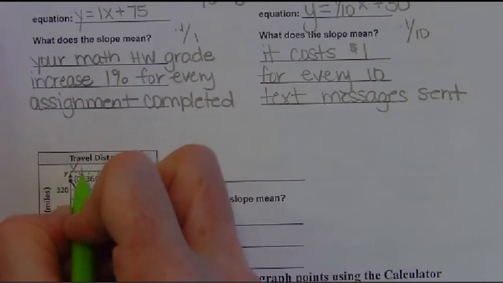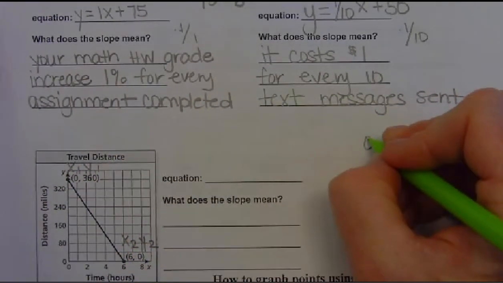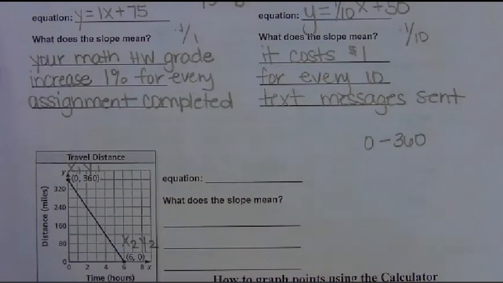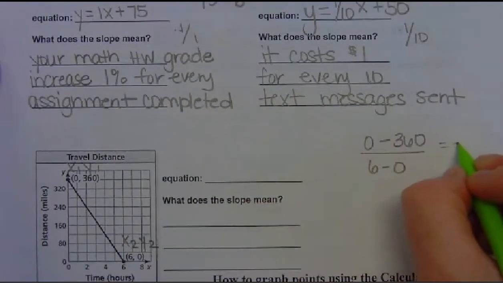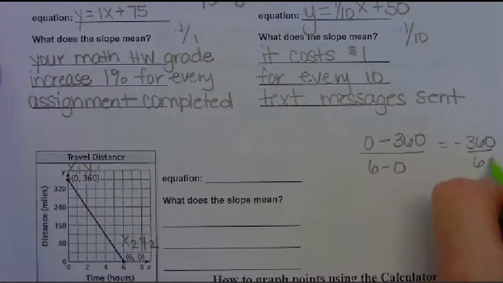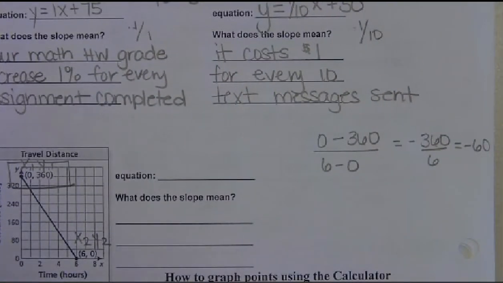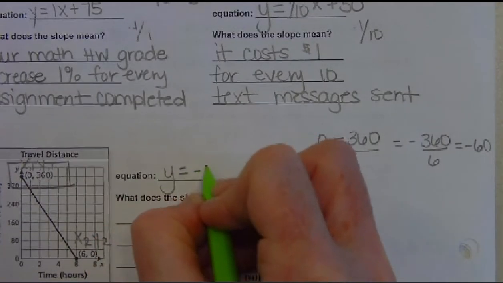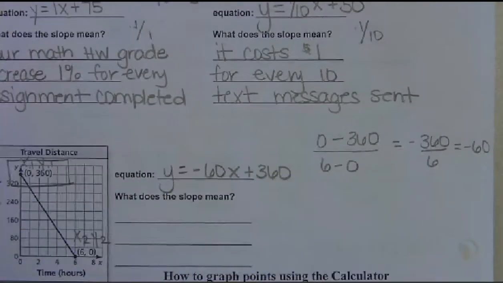So I have an x1, y1, an x2, y2. I'm going to start with my y2 of 0, minus 360 over 6 minus 0. So I get a negative 360 over 6, which equals a negative 60. Because they again give me my y-intercept, I can just take that. So my equation is y equals negative 60x plus 360.